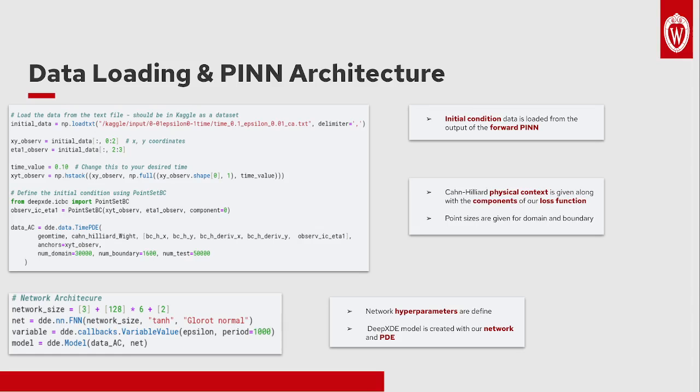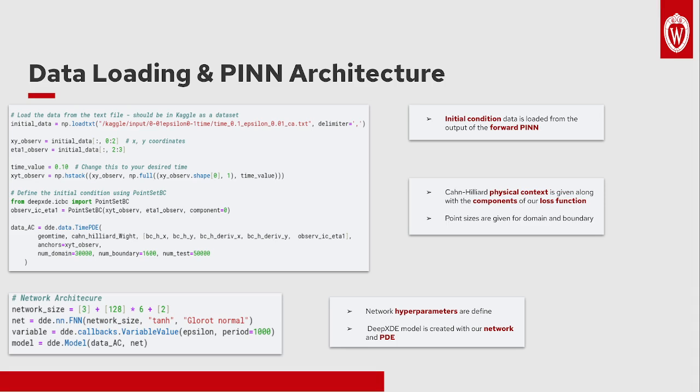Now that we have all of our functions and constants defined, we can go ahead and dive right into the data loading and PINN architecture. First, we load in our initial data. If you remember, this is the output of the forward PINN, and that's exactly what we do here. In running the forward PINN, we simply save the output in a text file so we can easily load it up in our inverse.